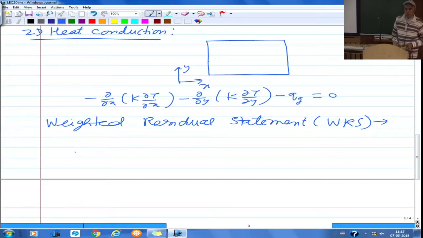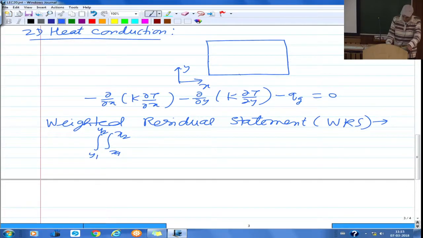So what you do is, now the domain is two dimensional. We are assuming that nothing changes along the thickness, so we need not worry about the thickness part here. The weighted residual statement is going to be the integration over the entire domain, and since it is a rectangle, although we can use any arbitrary domain, for the timing and to understand the concepts I am using the rectangular domain. So this is x1 to x2 and y1 to y2.